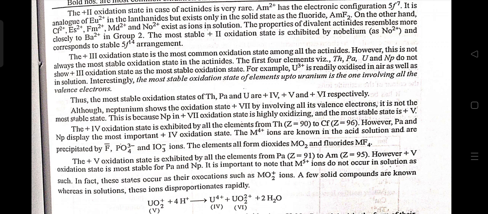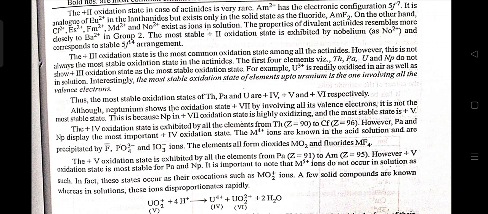The +3 oxidation state is the most common oxidation state among all the actinides. However, this is not always the most stable oxidation state in the actinides. The first four elements, that is thorium, Pa, U and Np, do not show +3 as the most stable oxidation state. For example, uranium 3+ is readily oxidized in air as well as in solution.